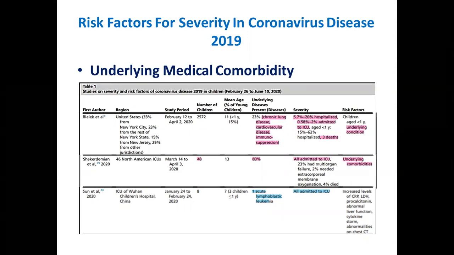Another study in the US that involves 48 children admitted to ICU, 83% had significant pre-existing comorbidity. But also we have to take note that severe and critical cases have also been reported in children with no underlying comorbidity. There is a study also done in China, which involves 8 severe and critical cases in children in Wuhan. 7 of these patients had no comorbidities. They were previously healthy. And the age range of the patients in these 8 severe cases was from 2 months to 15 years. 6 were boys, and only 1 of them had an underlying medical condition, and it was leukemia.